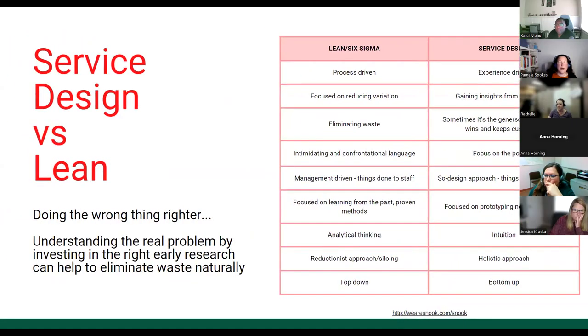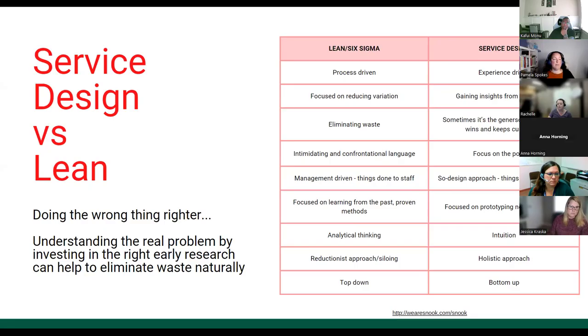So basically this goes back to doing the wrong thing righter, right? When a problem is seen and you jump to a solution, you're very likely going to do the wrong thing righter. It might be streamlined. You might get rid of some waste from that process, but whether that was the right process in the first place is the question, right? Understanding the real problem by investing in the right early stage research can help eliminate waste naturally.